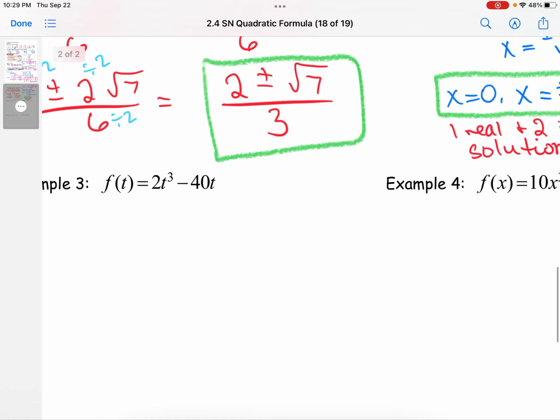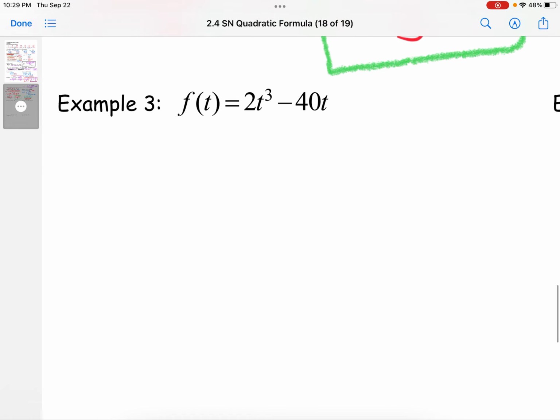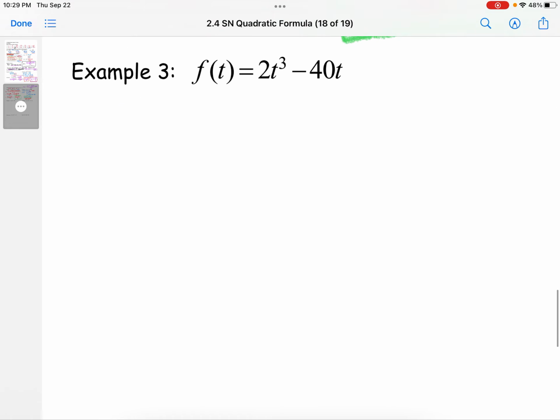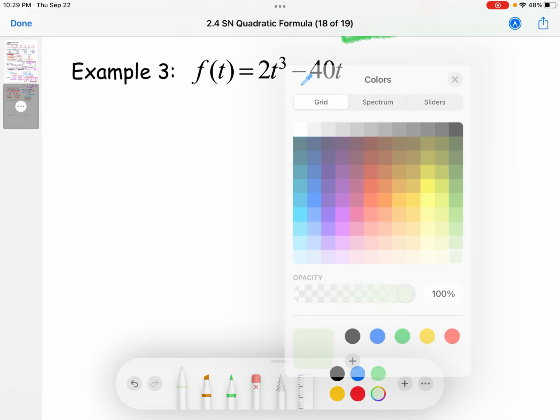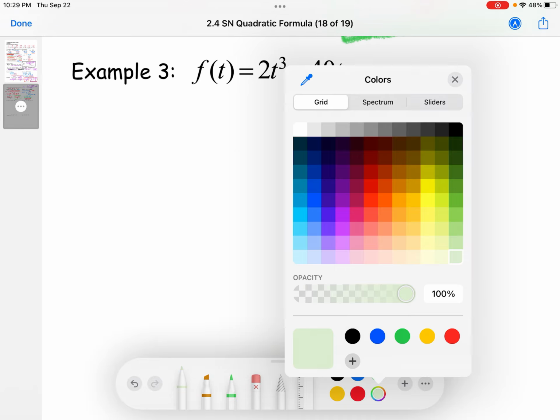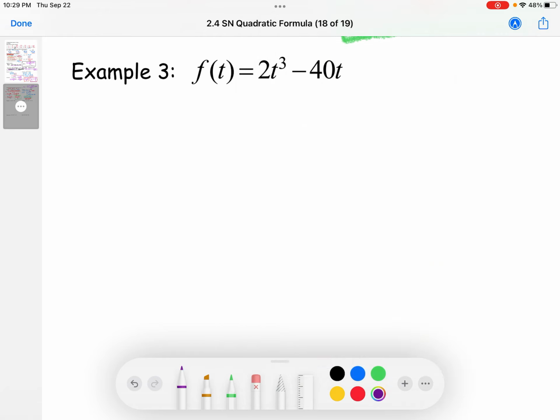So let's look at example 3. Okay, example 3, we have t's instead of x's. Don't let that throw you. You can convert them to x's if you want to. I won't be mad, I promise. Take a look at this one. There are only 2 terms, and it's x to the third, or t to the third. So we can't really use the quadratic formula here, at least not yet.